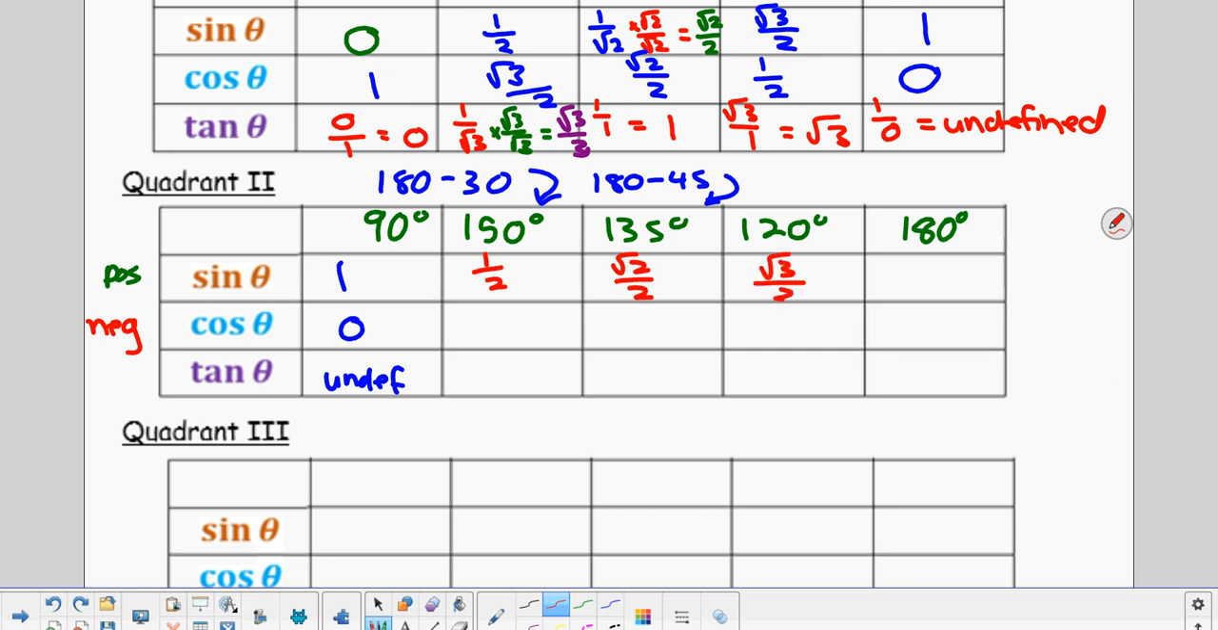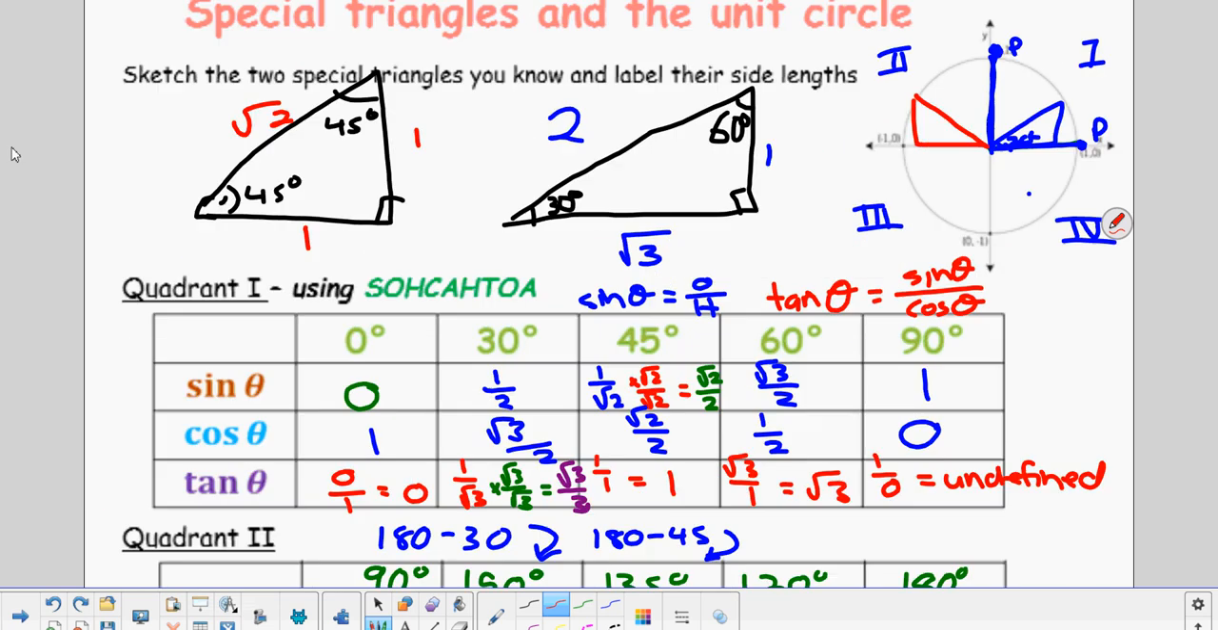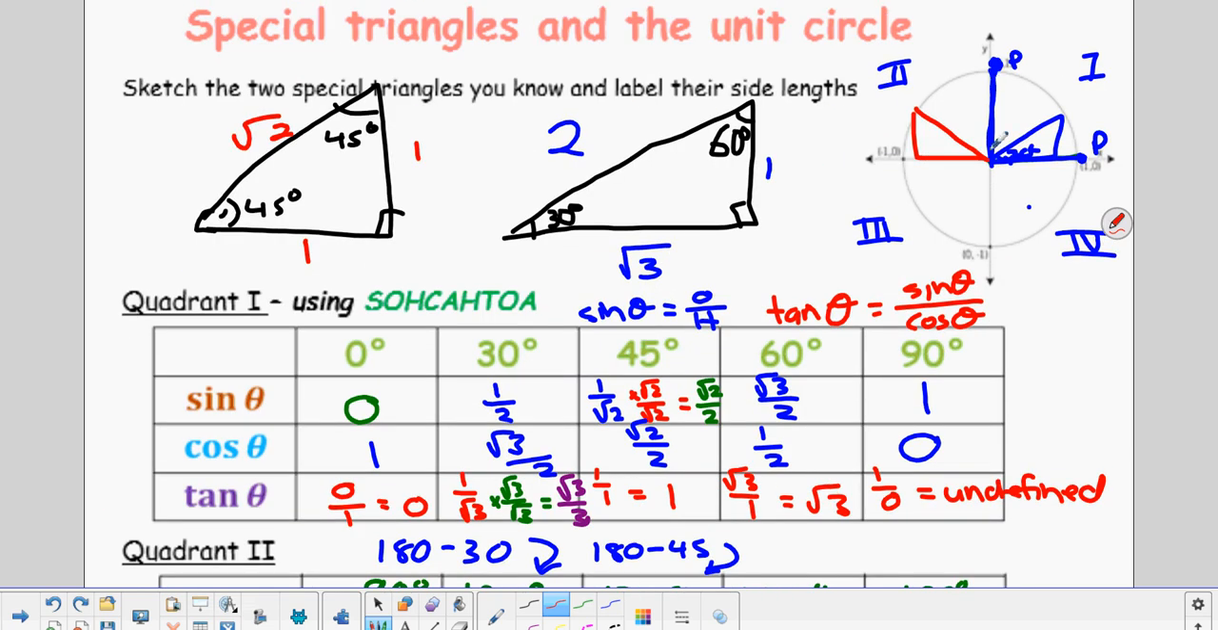But you've got to think about 180. You just have to have a little think about it. Is it exactly the same? It's not the same as 90, because 90 is this way and 180 is over here. What's the height of that point? What's the y coordinate of that point at 180? Yeah, 0.